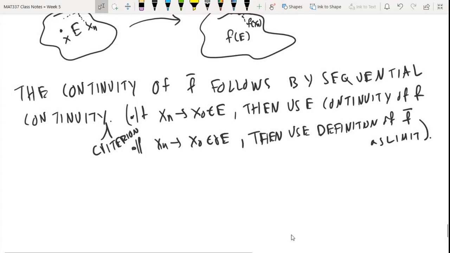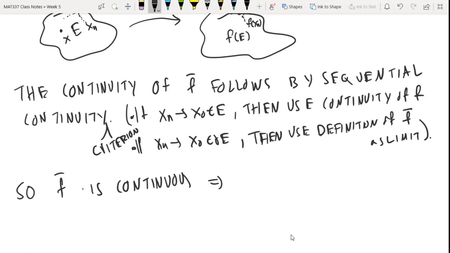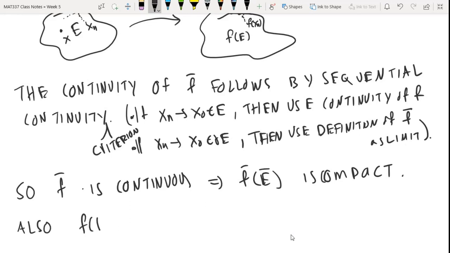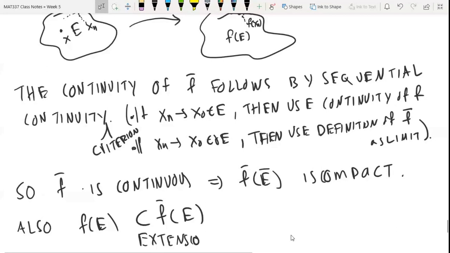Is that okay? So what did we do? We showed that f bar is continuous. So f bar of E bar is compact. Also, f bar of E by extension is contained within f bar of E bar, which is further contained within E bar, which is bounded.